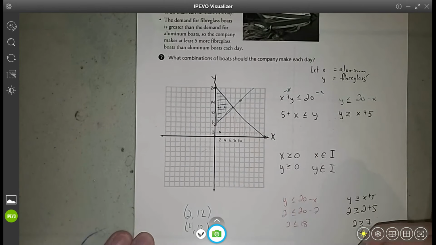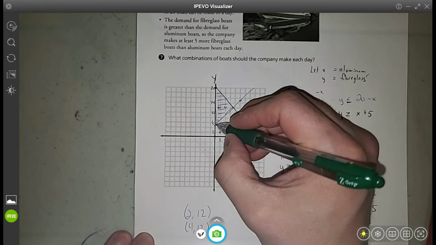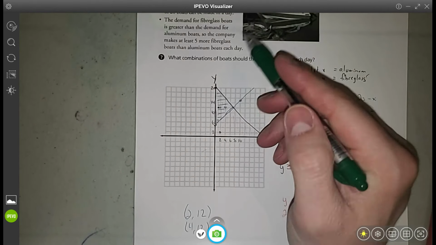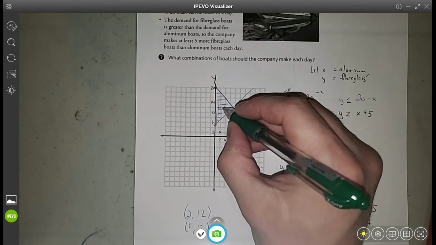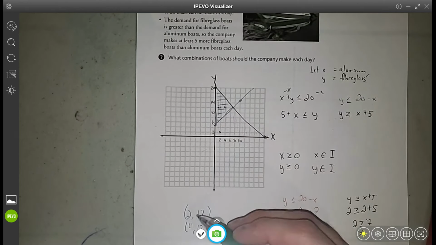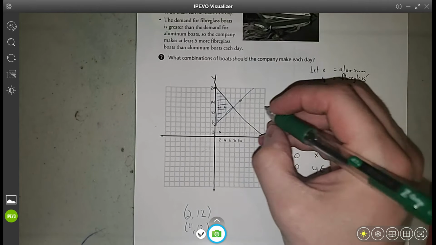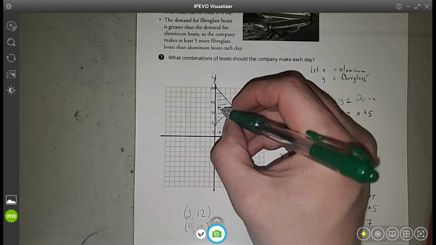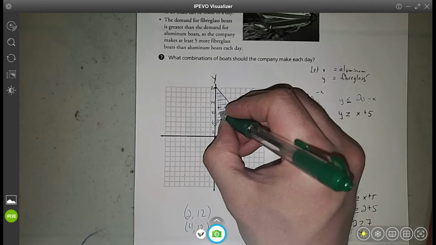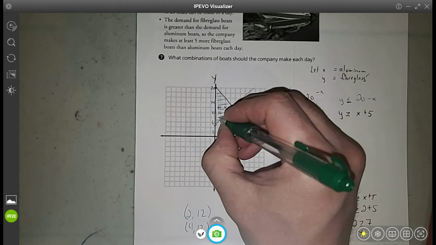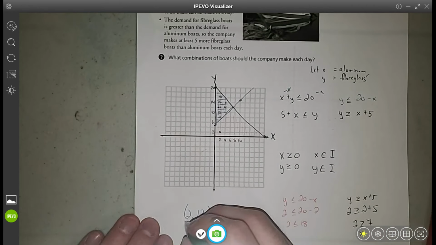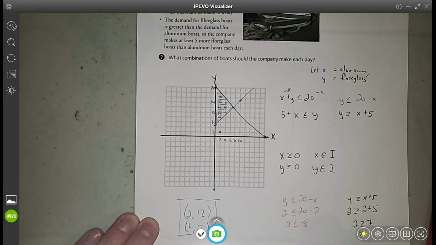So now any point within this triangle here will be a solution for our problem about the boats. So I took this point here, (2, 12), that is a possible solution. I also took this point here, (4, 12), it's a possible solution. Now, because this is a whole number answer, a whole number question, we should actually stipple our graph. So these are two possible solutions for the number of boats being made.